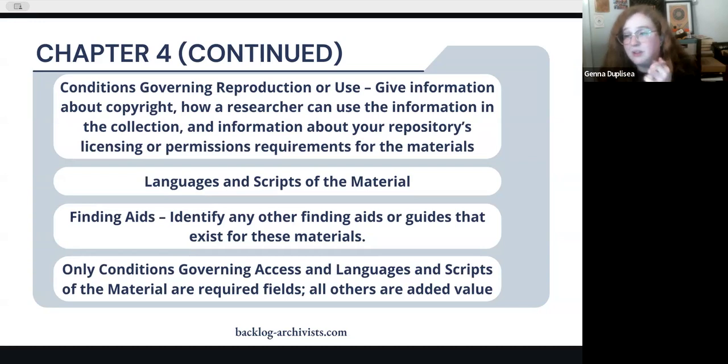So if there are other types of guides, like maybe a collection summary that someone wrote a long time ago, who wasn't an archivist, but did a really good description of what was in the collection. Perhaps something like that. Of all of these, only conditions governing access, so how you can come and see it, and languages and scripts of the material are required fields. All of the others are considered added value. Next slide, please.